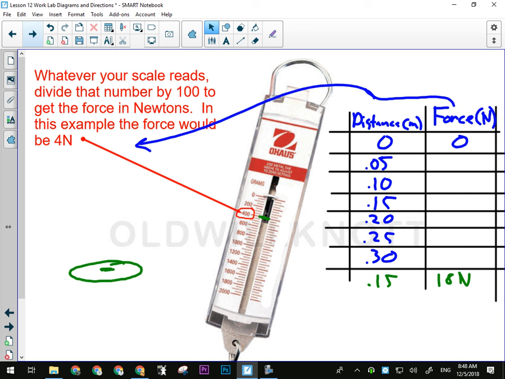All right, so we're going to have these as our distances here. We're going to pull the rubber band to 5 centimeters, 10 centimeters. We probably won't be able to pull it this far. Actually, we'll probably have to use different ones.